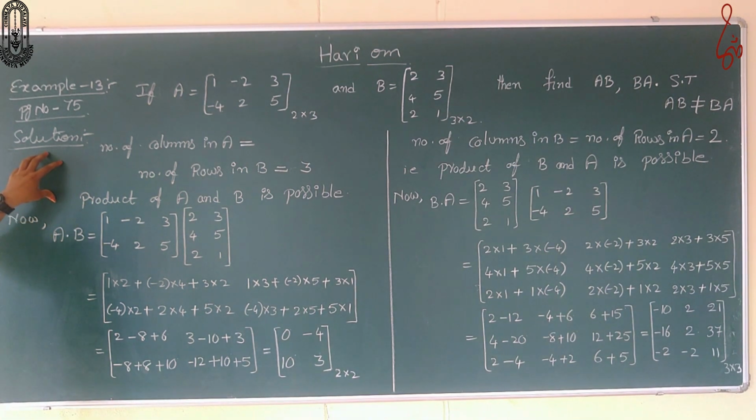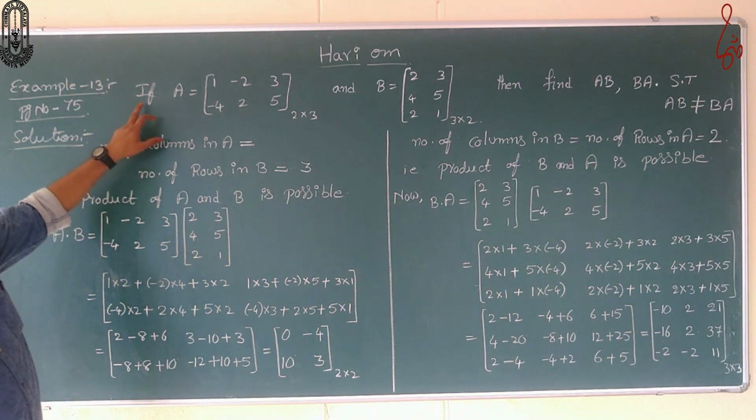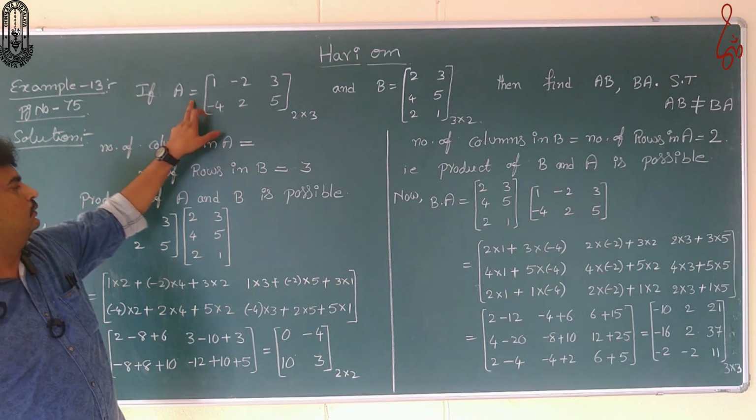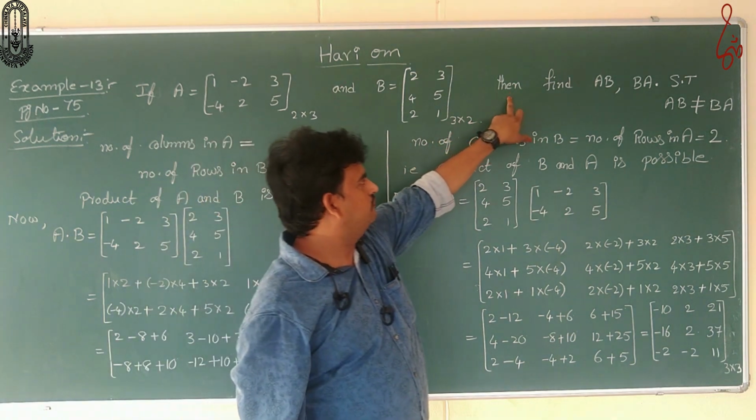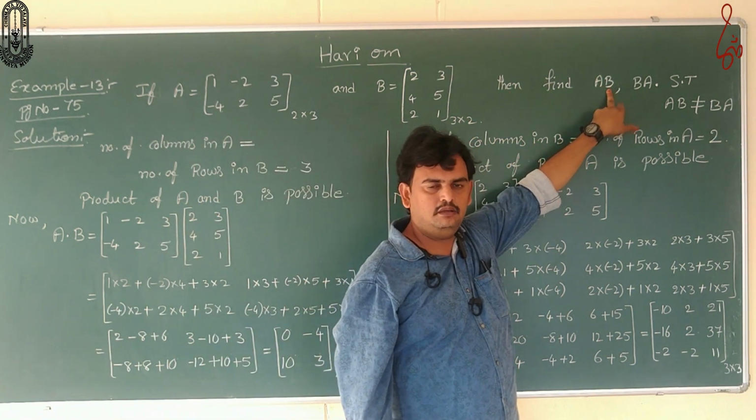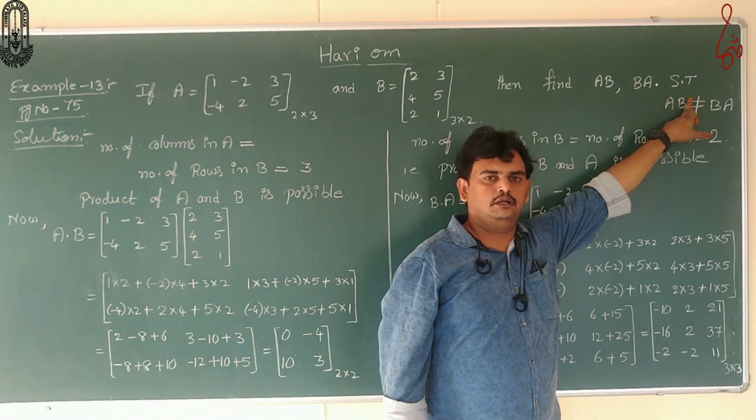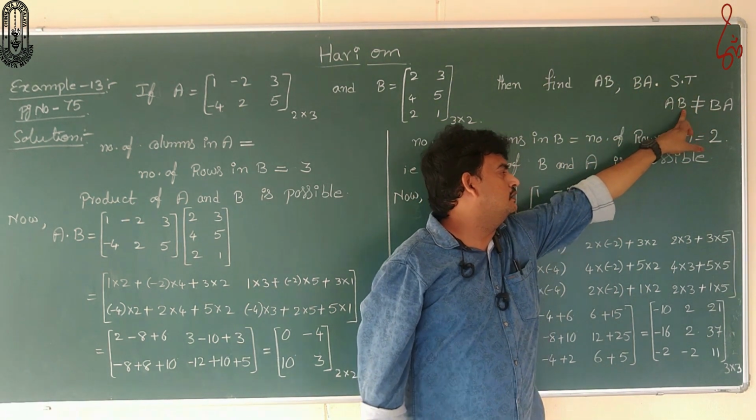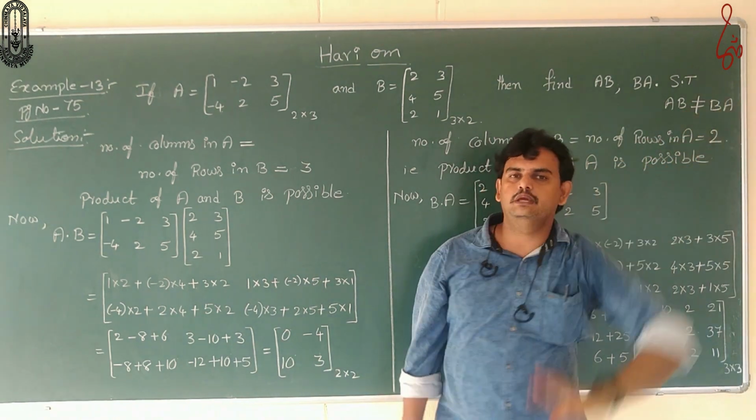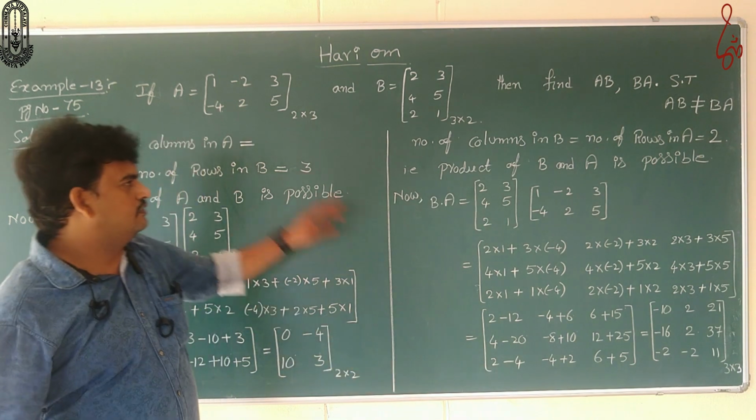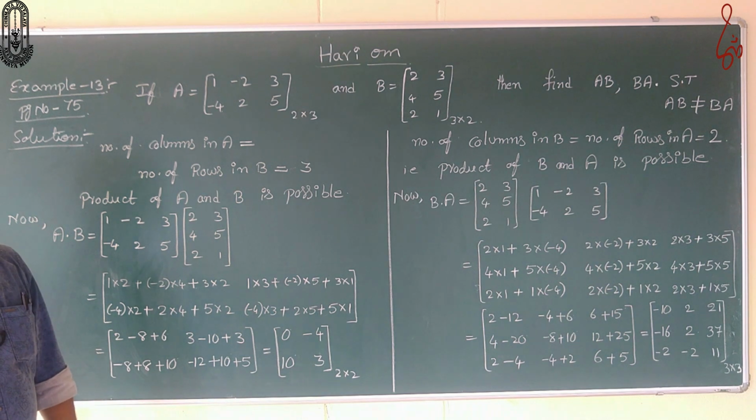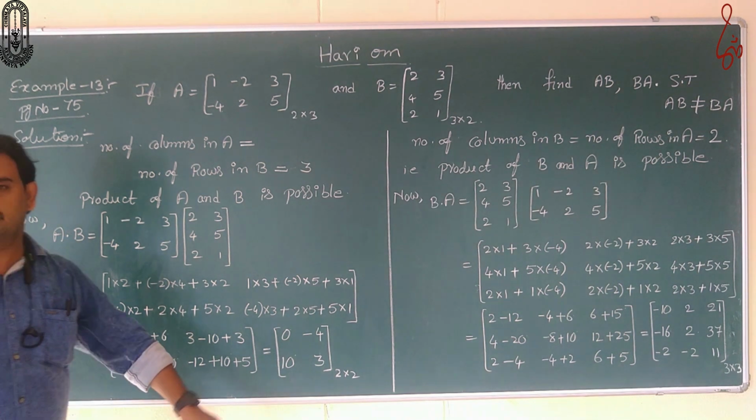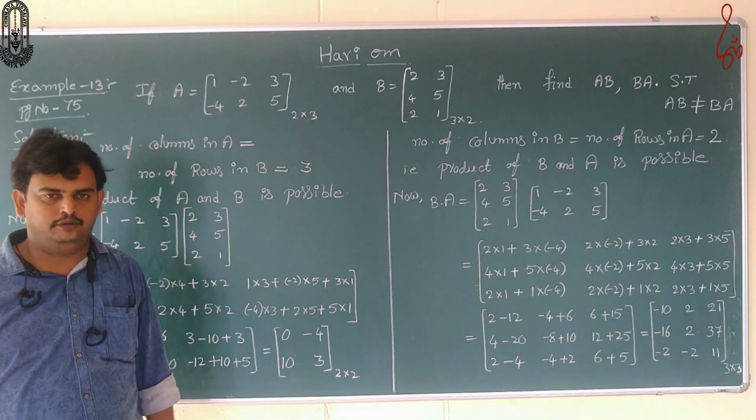Now, here we have another example, number 13 from page number 75. The question is like this. If A is a 2 by 3 matrix and B a 3 by 2 matrix, then find the product of A and B, product of B and A. Show that the product of A and B is not equal to the product of B and A. So first we need to find the product of A and B matrix. We need to find the product of B and A matrix. Finally, we can check whether they are equal or not.